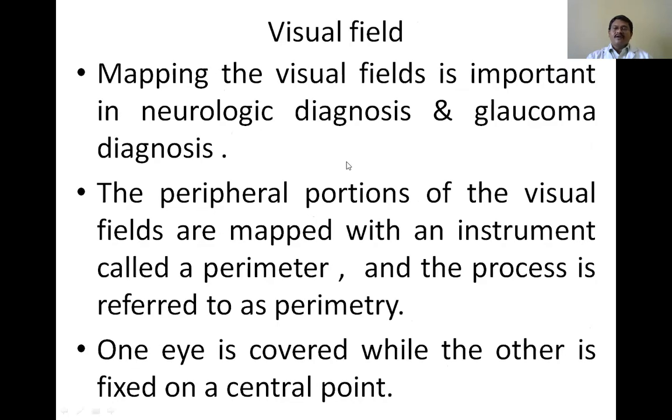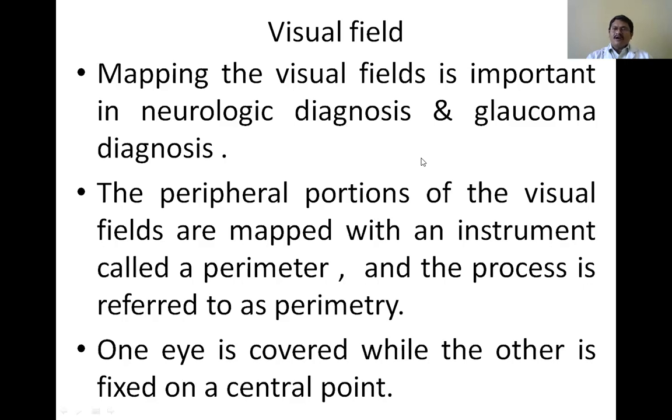Then what is the visual field? The mapping of the visual field is very important. When we discussed the optic tracts and their pathway, we discussed homonymous hemianopia, heteronymous hemianopia and macular quadrantanopia, with macular sparing. Depending upon the type of lesion, vascular lesions or pituitary adenomas compressing the optic tract, we have seen different types of field defects, and it is important in neurological diagnosis.